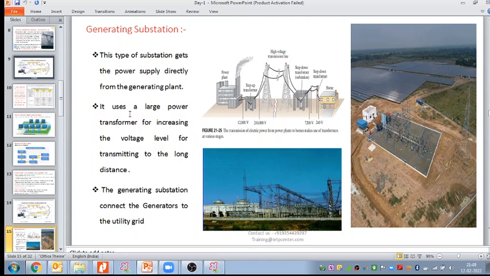Here it uses a large power transformer to increase the voltage level for transmitting over long distances. The generating substation connects the generators to the utility grid. We can define the generating substation in a single statement: it connects the generated power to the utility grid. So that is the role of the generating substations.